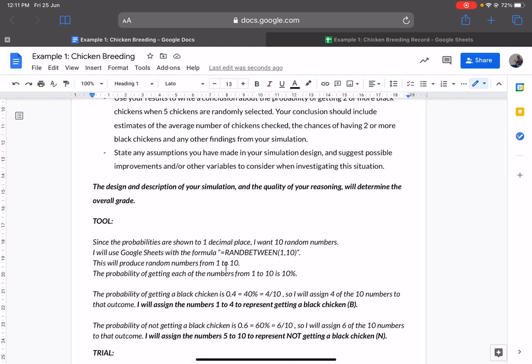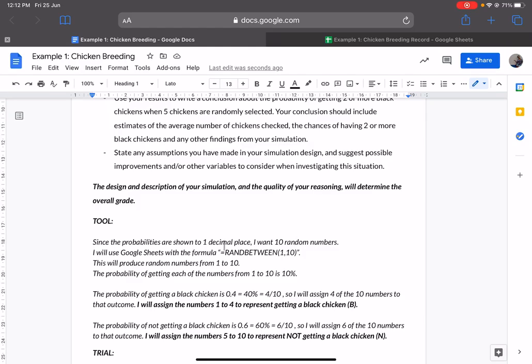I'll use Google Sheets with the formula equals random between 1 and 10. We want 10 random numbers because we know that 40% of our chickens are black, which is 0.4, and that means that we're only going to need 10 random numbers to represent the chickens that are black and not black, because 40% of those, 0.4, are going to be black, and then the other 6 numbers are going to be not black.